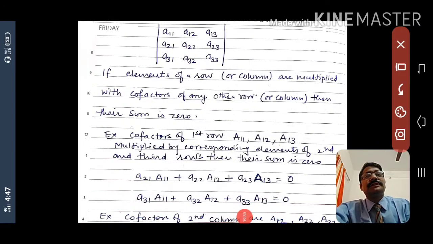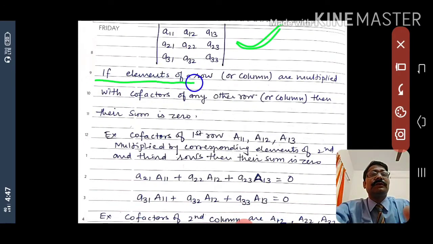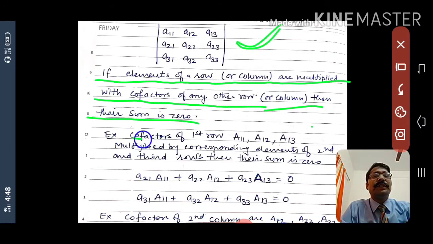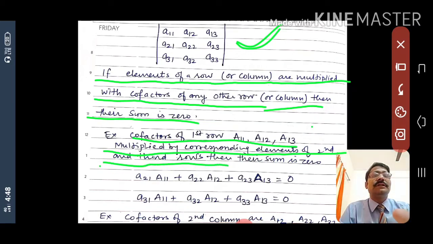What is the next property? If the elements of a row or column are multiplied with the cofactors of any other row, then their sum is 0. That time the sum will be 0. If the cofactors of the first row, capital A11, A12, A13, are multiplied by the corresponding elements of the second or third row, then their sum is 0. This is small a21 times capital A11 plus small a22 times capital A12 plus small a23 times capital A13, and that will be equal to 0.